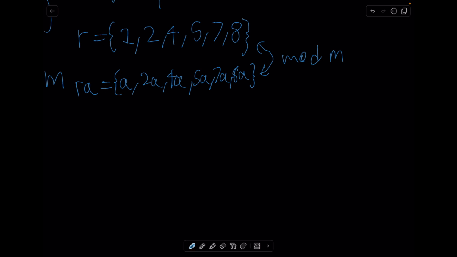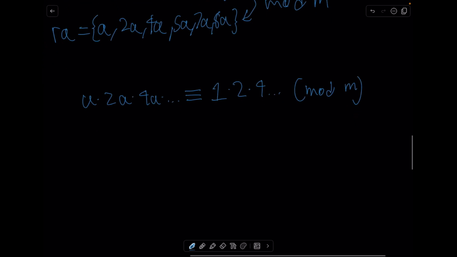Well, what it means to be rearrangements, mod m, is that when you multiply all of the elements in each of these sets, so a times 2a times 4a, and this is also congruent to just multiplying all of the numbers in R without the a. So that's 1 times 2 times 4, on and on. And these two expressions are congruent mod m. And you'll notice that there's a common factor of all the numbers in R. And we can just divide by that common factor, and we'll have a to a power.